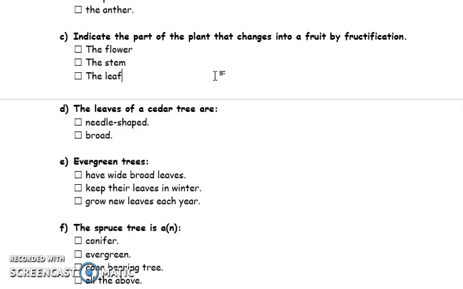So after pollination and fertilization, pollen grains meet the ovules inside the ovary, and they make seeds. So after this, some flowers are turned into fruit. What about the leaves of a cedar tree? A cedar tree is a conifer. So the leaves of this conifer are needles.